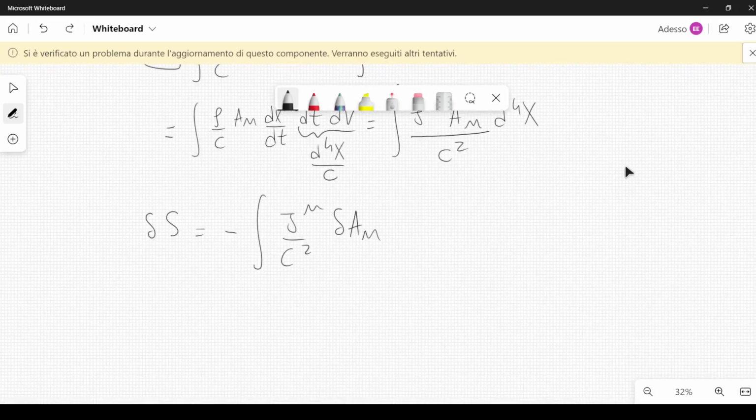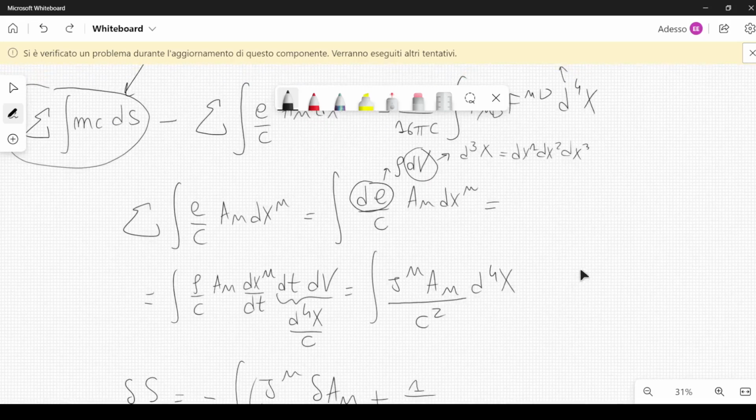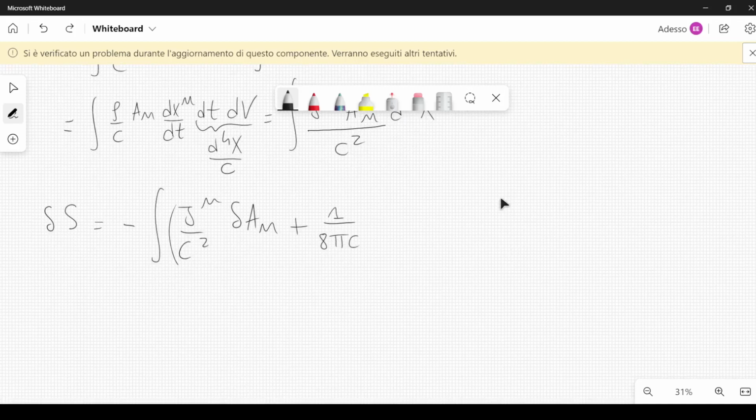And then I have plus 1 over 8 pi c. If you recall, we had 16, not 8. But now let me tell you why. We will get 8 in a moment. And then here we have F mu nu, variation of F mu nu, d4x equal to 0.